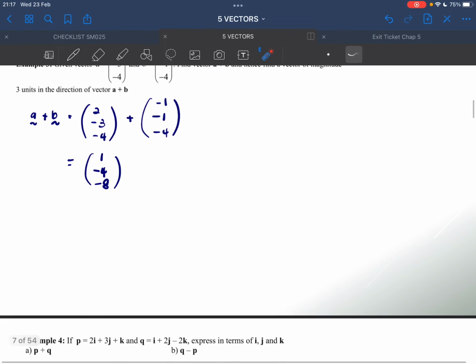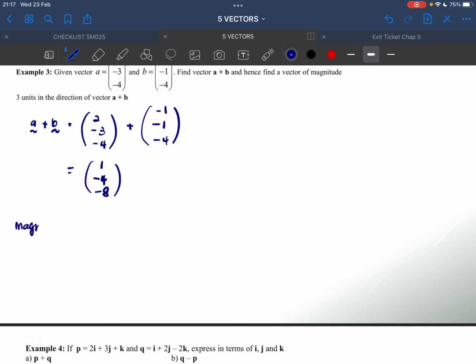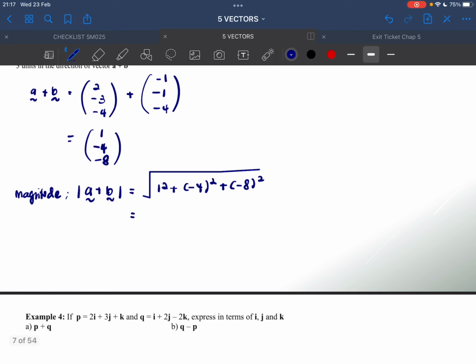Next, the question asks us to find the magnitude. So again, the formula to find the magnitude: modulus of A plus B equals the square root of 1 squared plus negative 4 squared plus negative 8 squared. Press your calculator, 1 plus 16 plus 64, you should get 81. So the square root of 81 is 9. So we have the answer for the first one, the magnitude of vector A plus B.